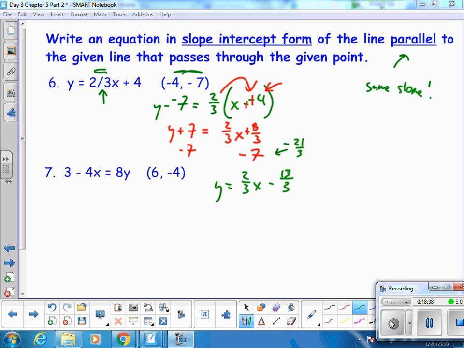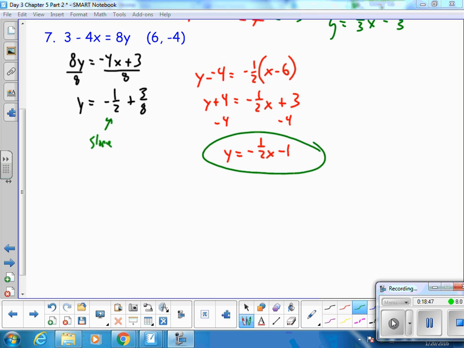Okay, for number 7, go ahead and press pause. I'll work this out and let's see how we did. All right, how'd you do? For number 7, I end up moving numbers around just so I can start off with y. You don't have to do that, but I ultimately had to do everything I could to find the slope. Once I found it, I was able to use it. And once I had the slope and a point, I used point-slope form in order to find my equation.